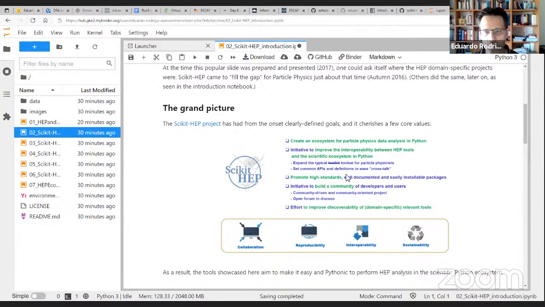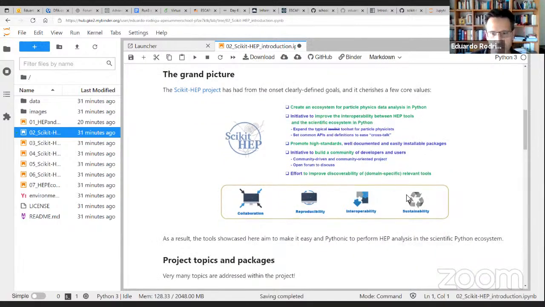And we have to promote high standards, well-documented, easily installable packages. As I like to say very often, you can have the most amazing library, but if it's not easily installable, even in a trivial way, then it becomes almost useless because people move away. You will get annoyed at how difficult it can be to use it. Some keywords that are really important to us are collaboration, reproducibility, interoperability with the rest of the ecosystems, in particular with the data science world, and sustainability.